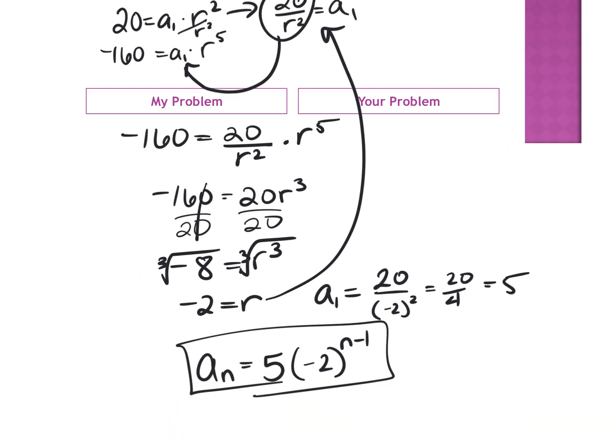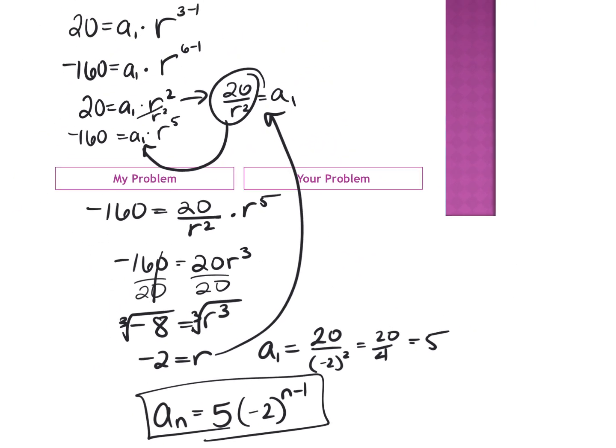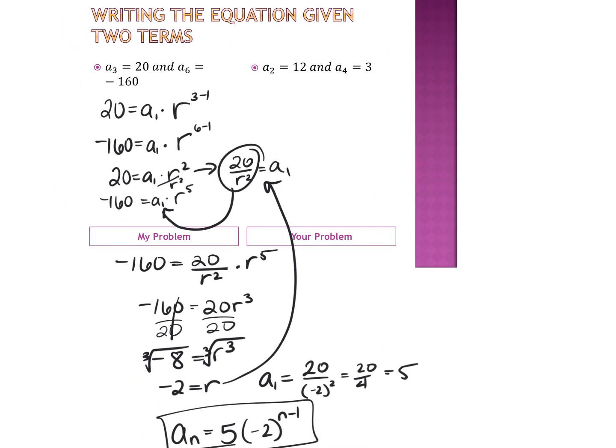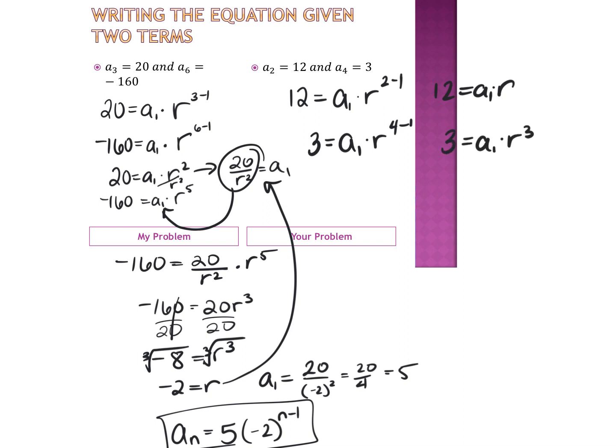So take a second, review that work, pause the video, and try to apply that to the next problem: a2 equals 12 and a4 equals 3. Okay, you should have tried this one by now. a2 is 12, so 12 equals a1 times r to the 2 minus 1. And then for the second one, a4 equals 3, so 3 equals a1 times r to the 4 minus 1. So that gives us 12 equals a1 times r, and 3 equals a1 times r cubed.